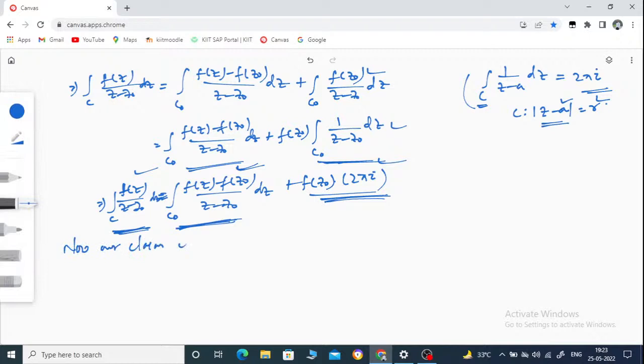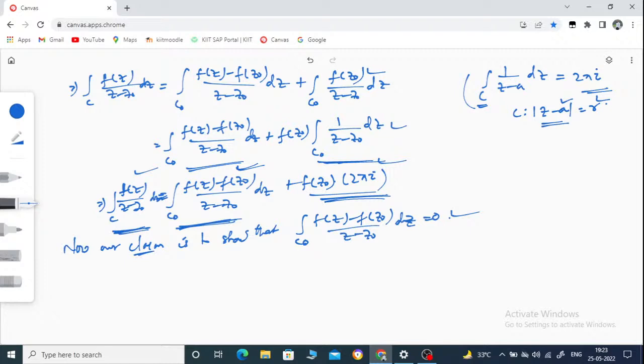Now our claim is to show that the integration over C naught of f of z minus f of z naught divided by z minus z naught dz is equal to 0. Okay, so this is our claim. Next, we have to show this thing.